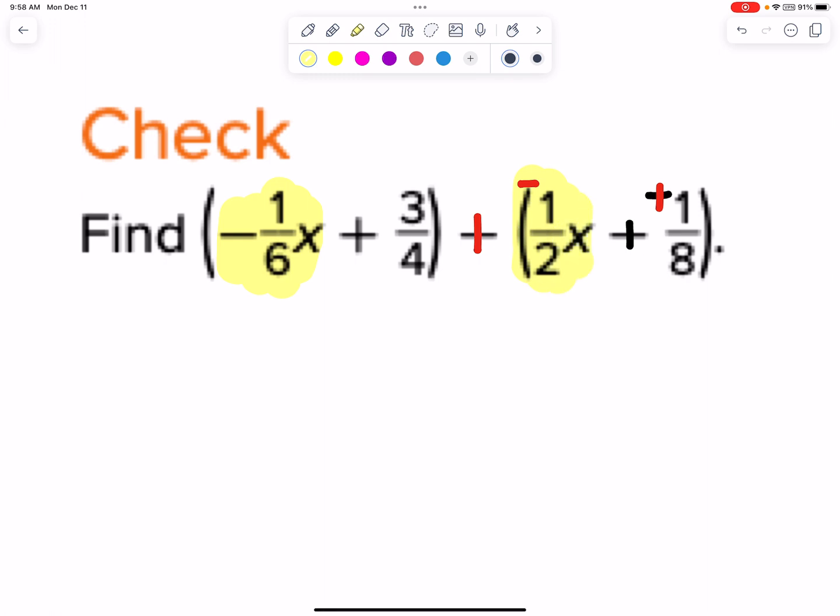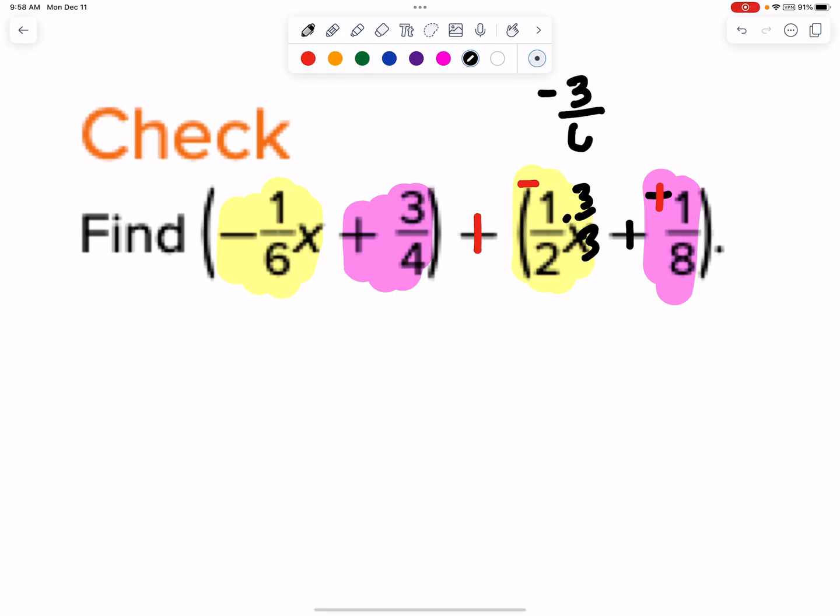-1/6x, -1/2 x, and then we have a constant of 3/4 and a constant of 1/8. Okay, so we need common denominators to add the x club. So we got to get this one to be 6 on the bottom. So times what? 3 over 3. And so we have a -3/6. Don't lose track of that negative. And it's also x. And then let's get that added up.